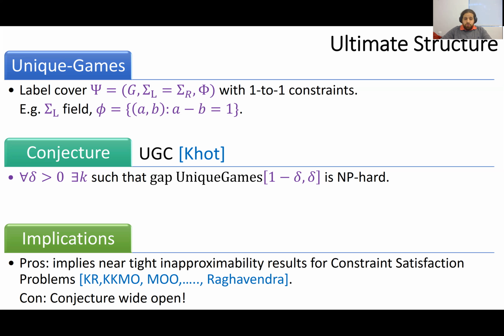So this is certainly one pro of the conjecture. But of course, this is a conjecture, so by definition, this is a con. It's a conjecture. We don't know if it's true or not, so we hope that it's true, but we don't know how to prove it.